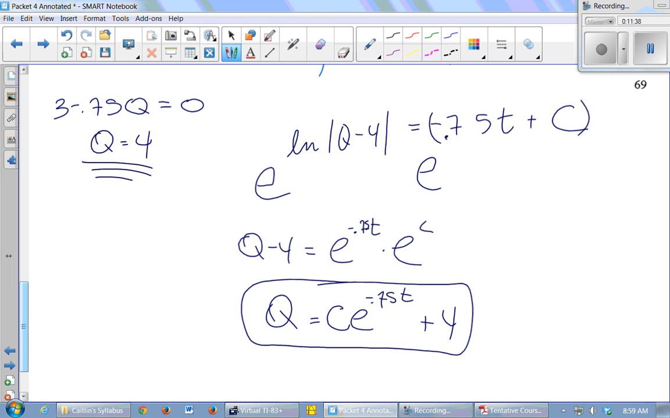Okay. Is that compatible with this family of solutions? What constant c in the family of solutions gives you this solution? 0. Yeah. So this is just one particular member of that family corresponding to a constant c equals 0 in this case.